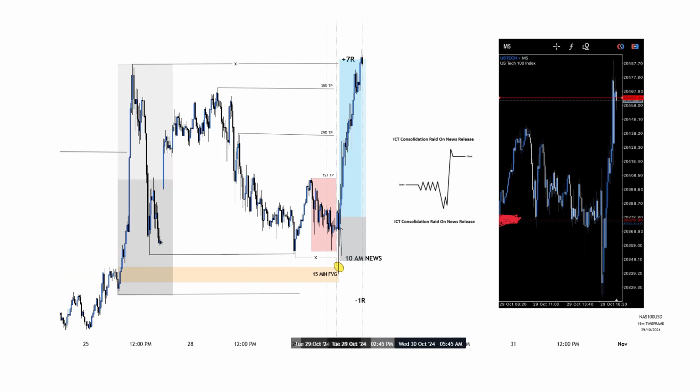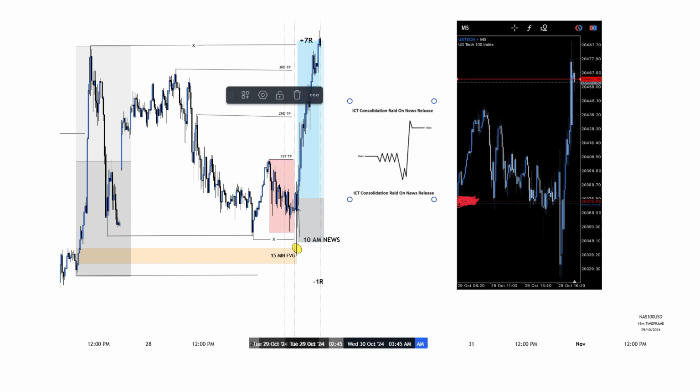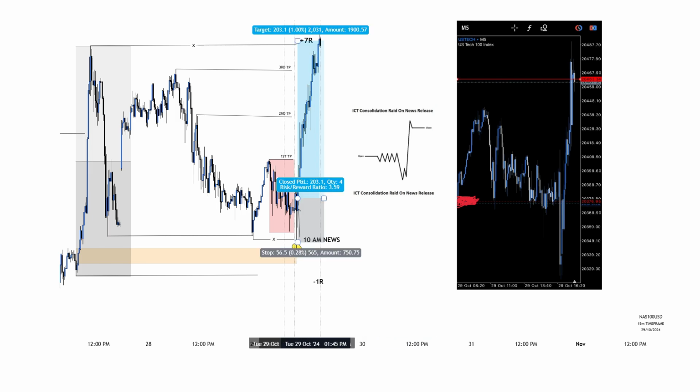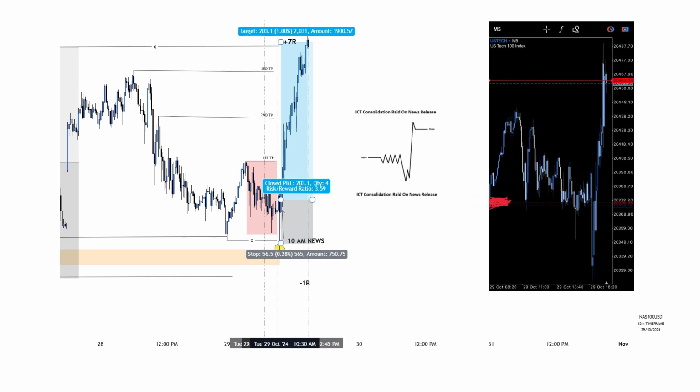But this is going to be the video right here. I hope you guys learned a lot from this concept right here. This is our ICT consolidation raid on news release. Whenever you guys see 10 a.m. news or 8:30 a.m. news and then you see price consolidating before, right, expect for price to give us a manipulation, and on that news release, that's when the volatility is going to kick in and you're going to be able to catch these beautiful longs right here.